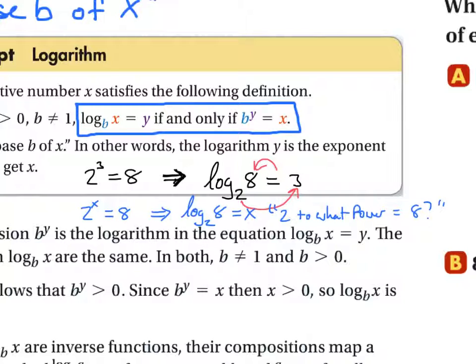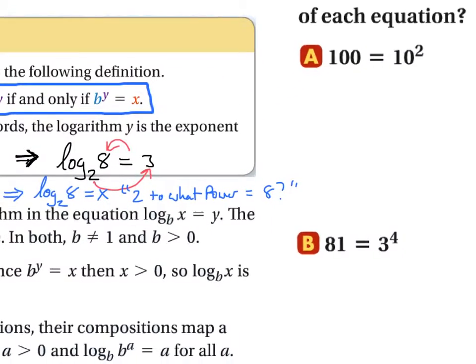Okay? Any questions on how to rewrite logarithms from exponential form to logarithmic form? That's the big thing we're doing right now. No. Okay, so then let's take a look at an example here.